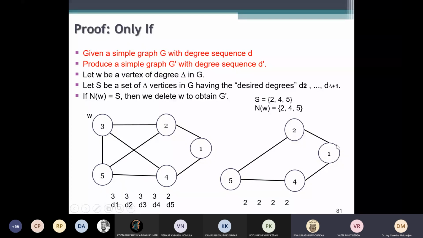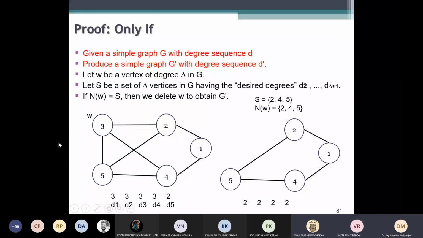Why is it so? You read this statement. Let S be a set of delta vertices. So here delta is 3. S is a set of 3 vertices in G having the desired degrees D2, D3, D4, because my D1 is 3. If the neighbor of W is equal to S, then we can delete W to obtain G prime.